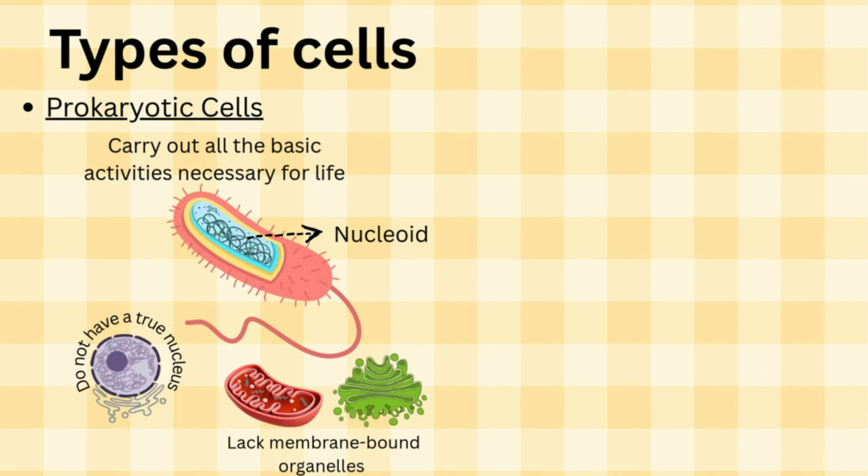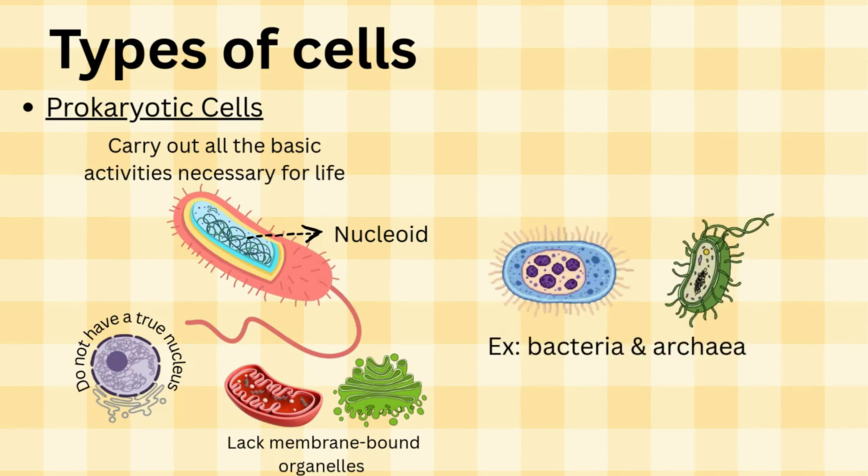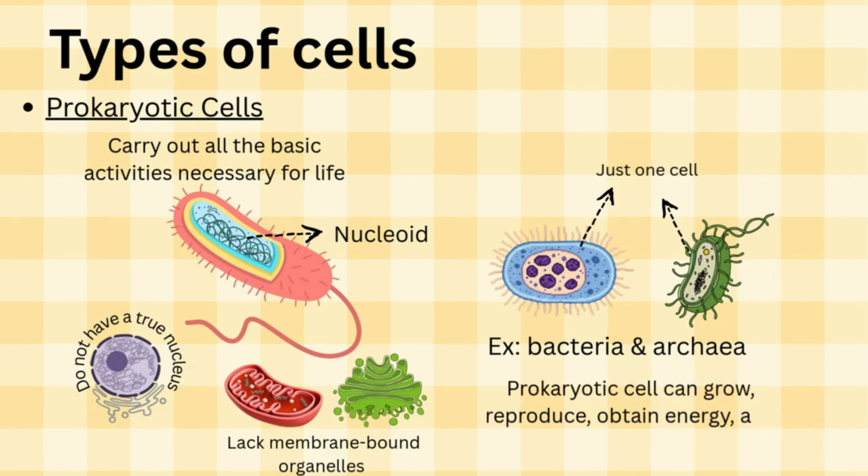Examples of organisms with prokaryotic cells include bacteria and archaea. These organisms are usually unicellular, meaning the entire organism consists of just one cell. Yet even a single prokaryotic cell can grow, reproduce, obtain energy, and respond to its environment.